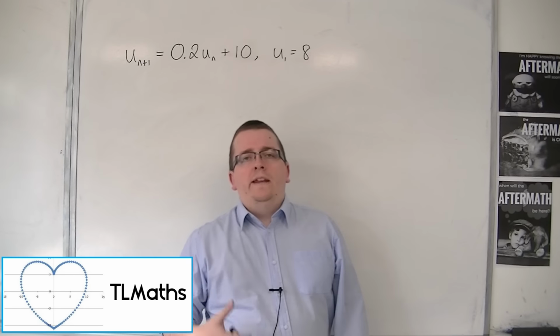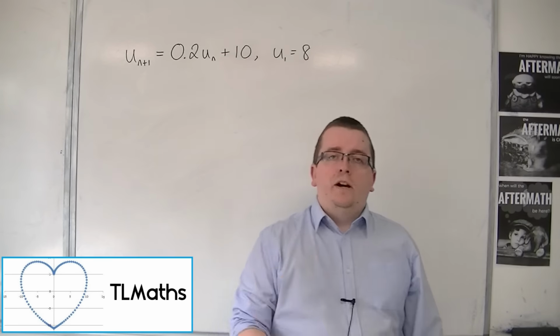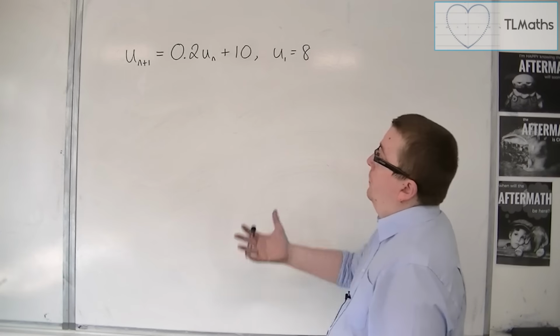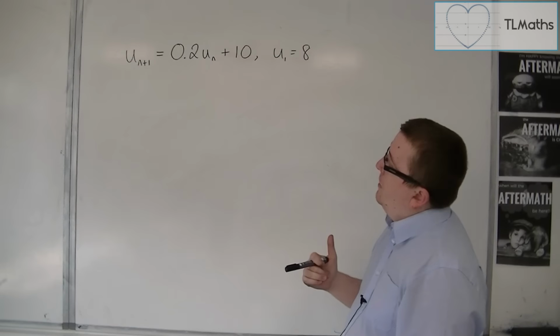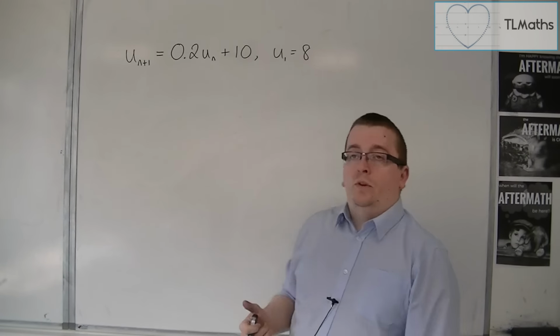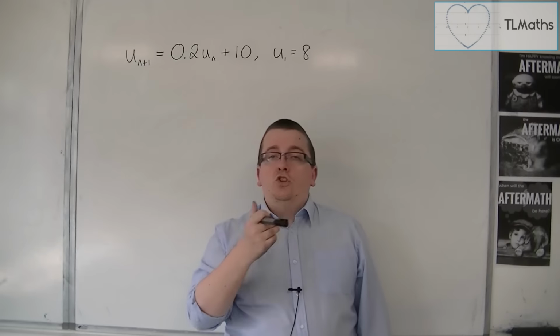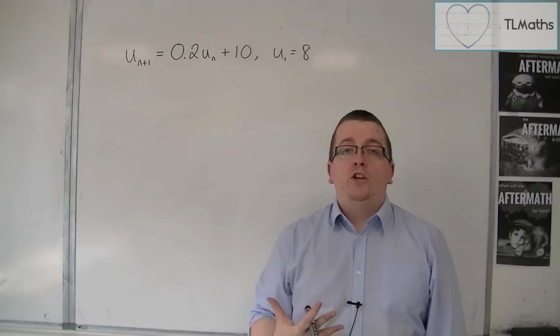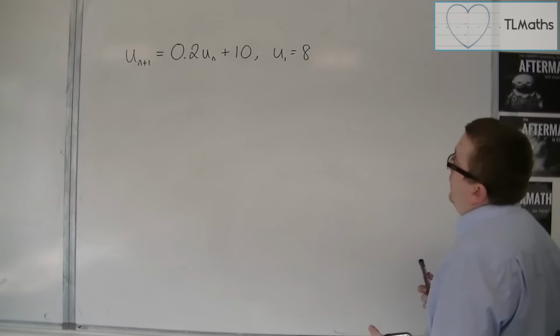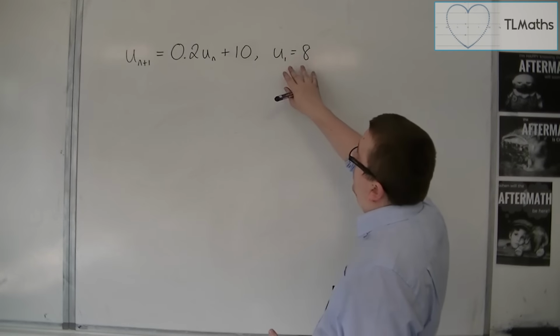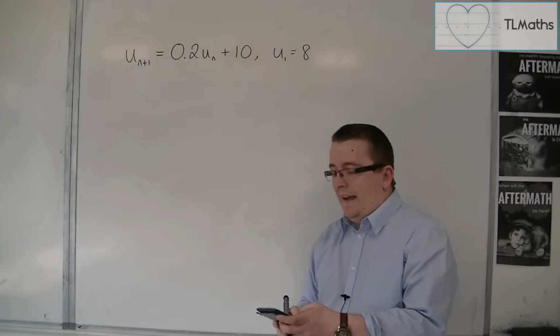Okay, so in exploring inductive definitions, like this one, u_{n+1} = 0.2 times u_n plus 10, where u_1 is equal to 8, we can actually come across some quite strange behaviour. So you might want to try this out for yourself. Get a calculator and type in the number 8.